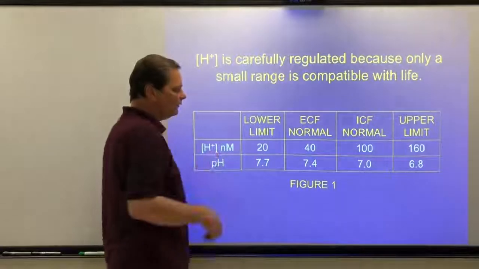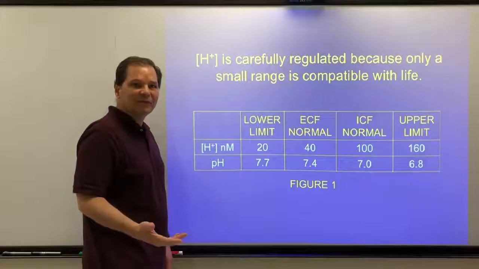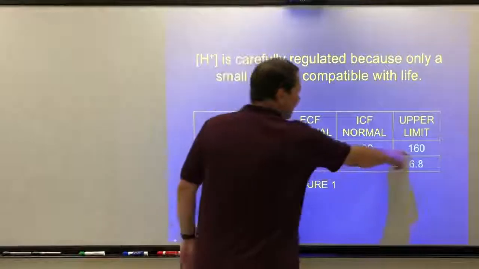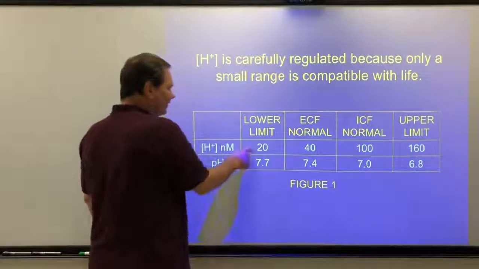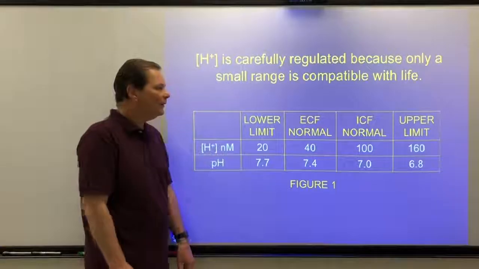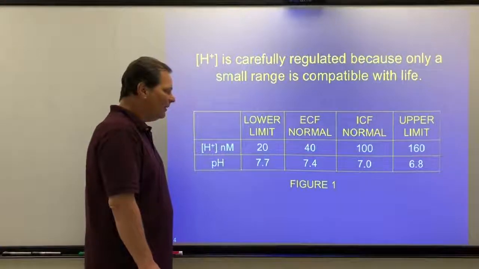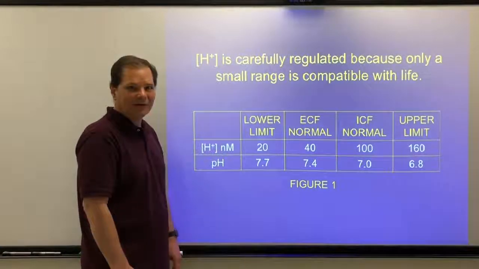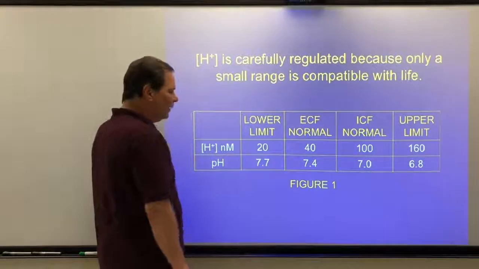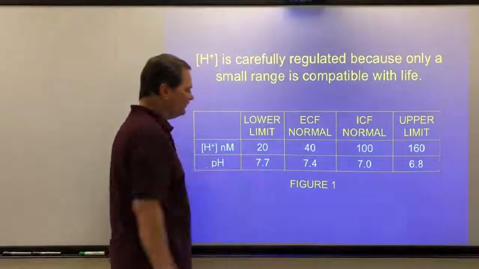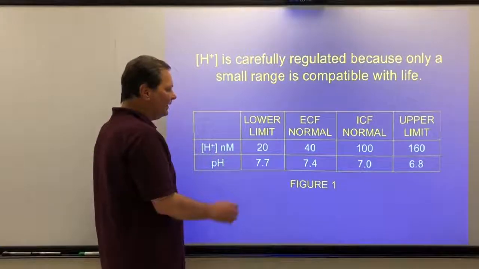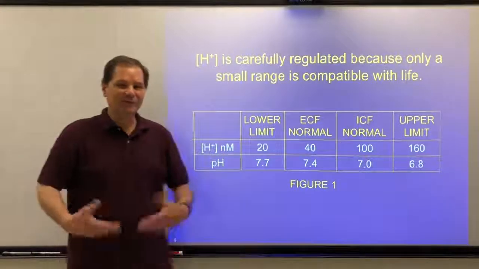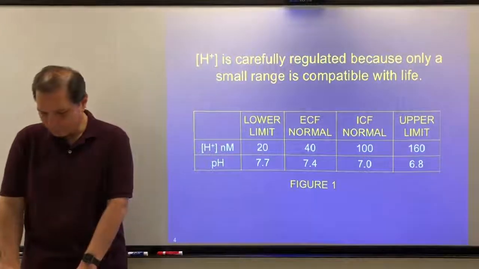So this is pretty low. When we talk about millimolar, we're talking about 10 to the minus 3. We're talking about 6 orders of magnitude less than that. The upper limit compatible with life is 160 nanomolar. The lower limit is 20. So basically, we're talking about a pretty narrow range here. I shouldn't say compatible with life, but once you get below 6.8 or above 7.7, you're in serious trouble. So we're not talking about a big range of concentrations here that we have to keep our pH regulated within. All right.